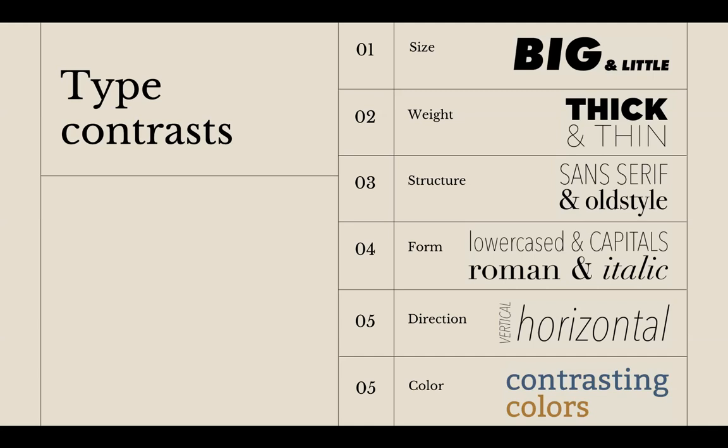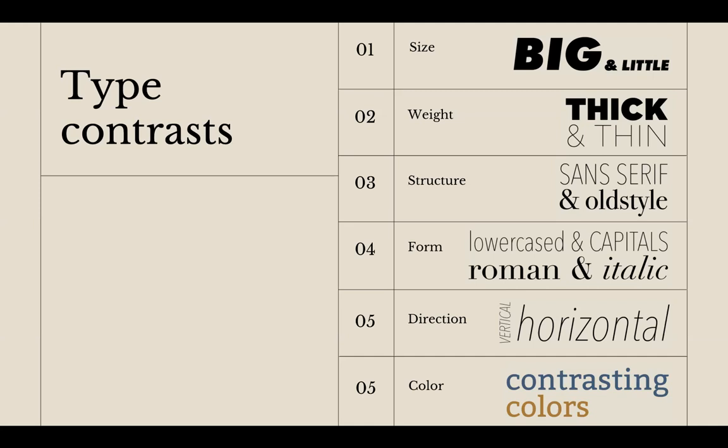We have size, such as big and little, weight, thick and thin, structure, sans serif and old style, form, lowercase and capitals or Roman and italic, direction, vertical and horizontal, and of course, color.